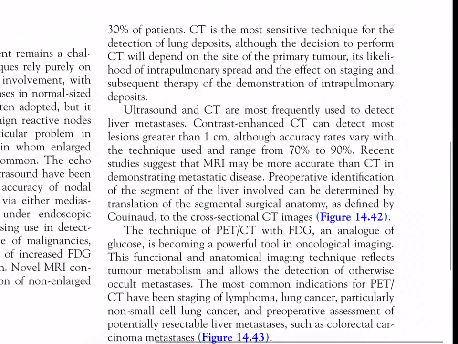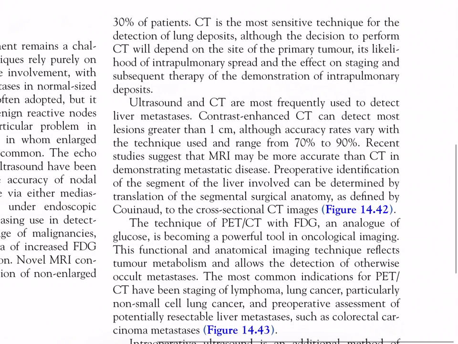Ultrasound and CT are most frequently used to detect liver metastasis. Contrast enhanced CT can detect most lesions greater than 1 centimeter, although accuracy rates vary with the technique used and range from 70% to 90%. Recent studies suggest that MRI may be more accurate than CT in demonstrating the metastatic disease. Preoperative identification of the segment of the liver involved can be determined by translation of the segmental surgical anatomy as defined by Couinaud to the cross-sectional CT images.